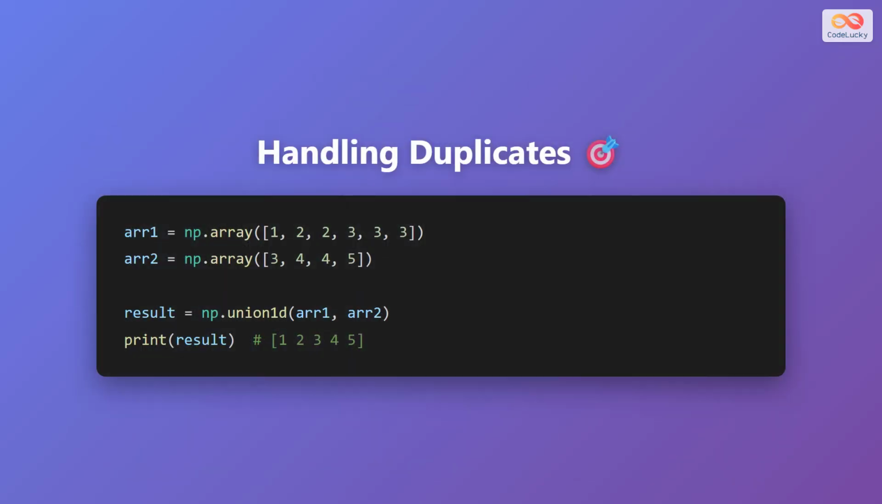Let's see how union1d handles duplicates within the arrays themselves. Array 1 contains 1, 2, 2, 3, 3, 3. Array 2 contains 3, 4, 4, and 5. Despite having multiple duplicates both within and between the arrays, the result is clean: 1, 2, 3, 4, 5. All duplicates are removed automatically.